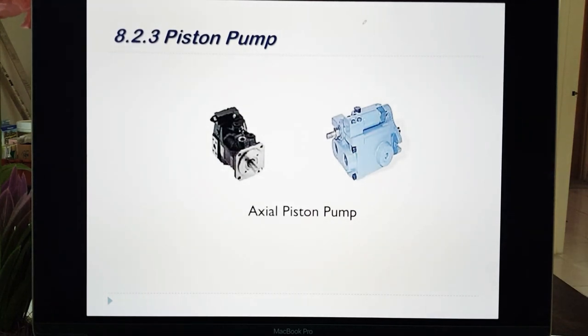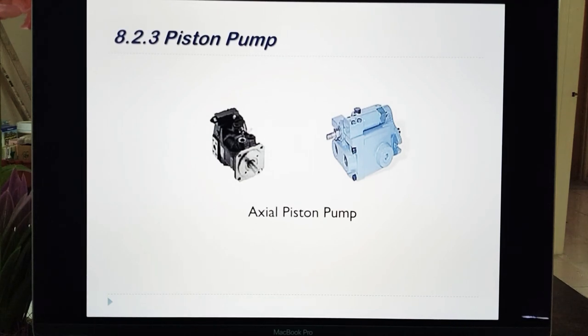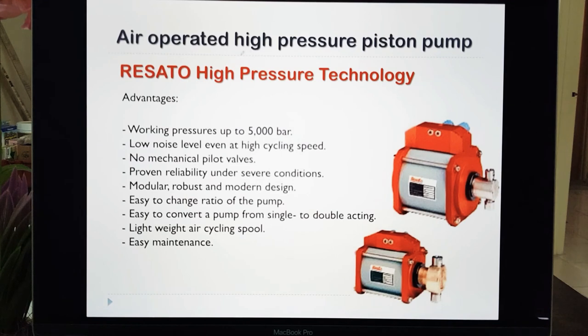Alright, this shows an example of a piston pump, how the pump looks like. And then we have this air operated high pressure piston pump, also known as Rosetto high pressure technology. The advantages of this high pressure piston pump: it can work up to 5000 bar. It has a low noise level even at high cycling speed, meaning the back and forth movement of the piston is at a high rate, but it still has low noise. No mechanical pilot valve, and it is proven to be reliable under severe conditions. It is modular, robust, and has a modern design.